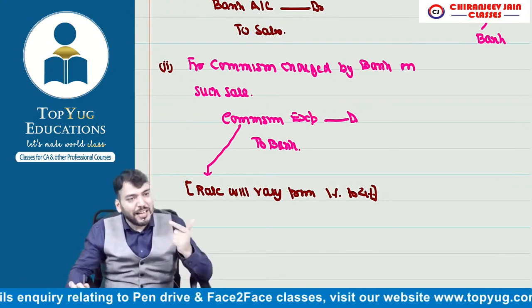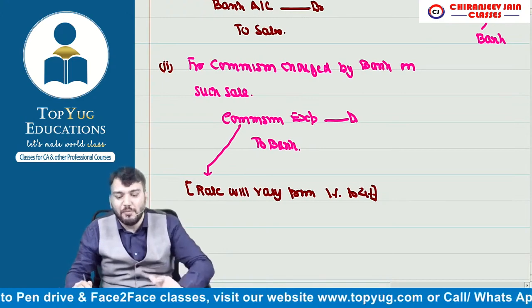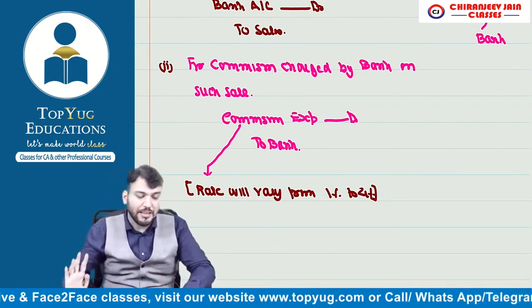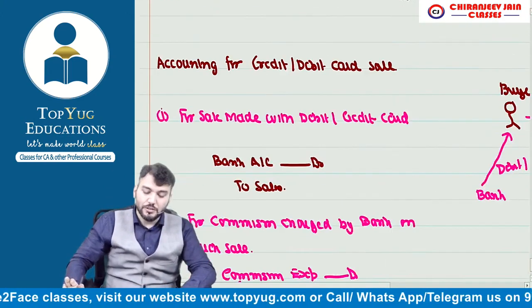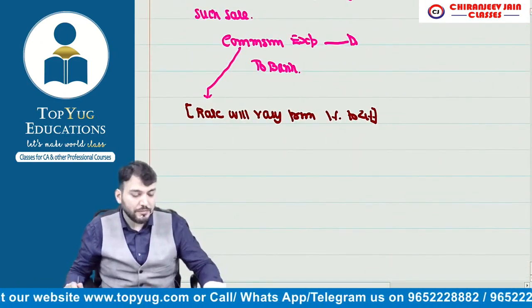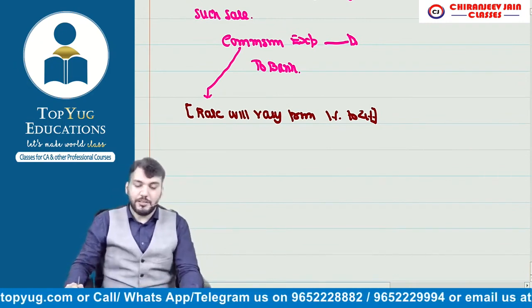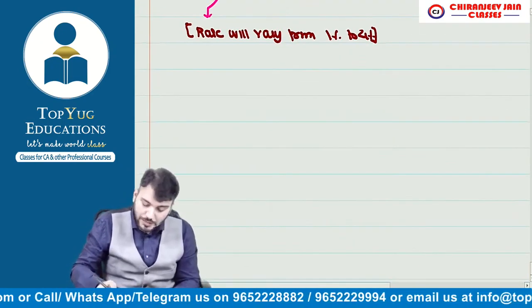In the exam for calculation of commission, they will give the rate. Just for example, in the last question they have given 1%, so use that 1%. Have you understood this point? Yes, sir. So this also you have understood? Yes, sir. Correct.